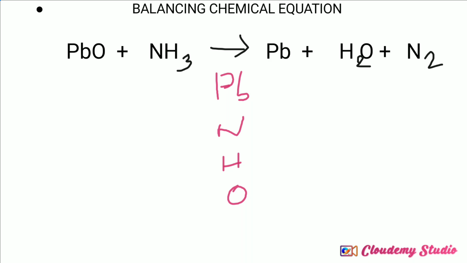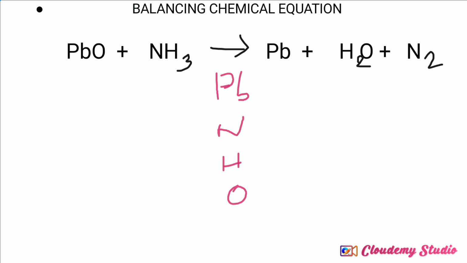Hi friends, one more equation we can balance now. The reaction is between lead 2 oxide and ammonia to form lead, water and nitrogen. This equation has to be balanced now. I have written the atoms present in the reactants as well as in the products, that is lead, then nitrogen, hydrogen, then oxygen.